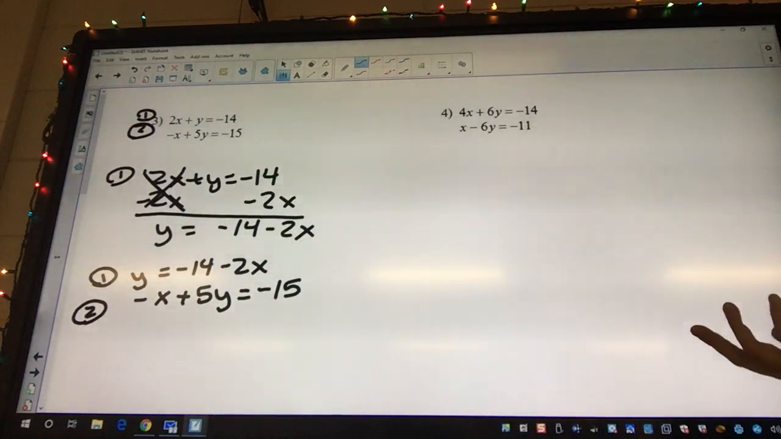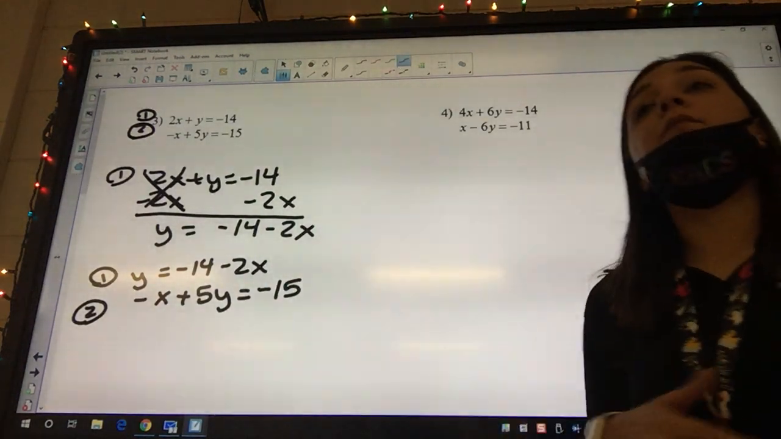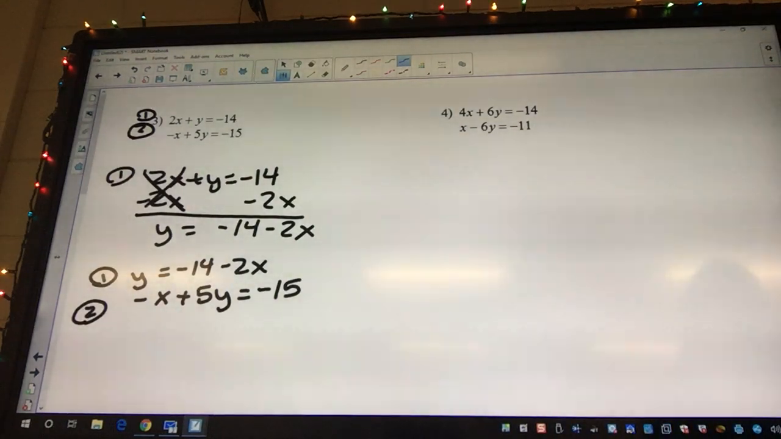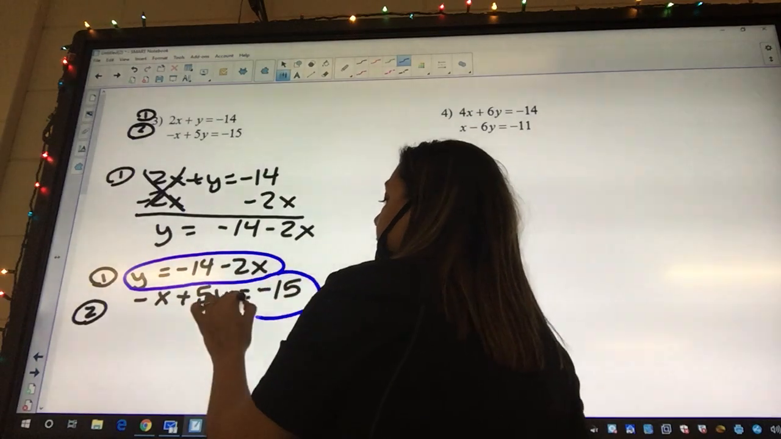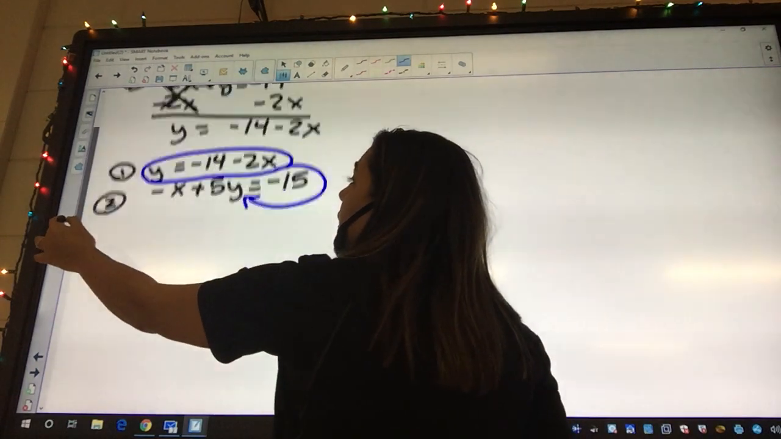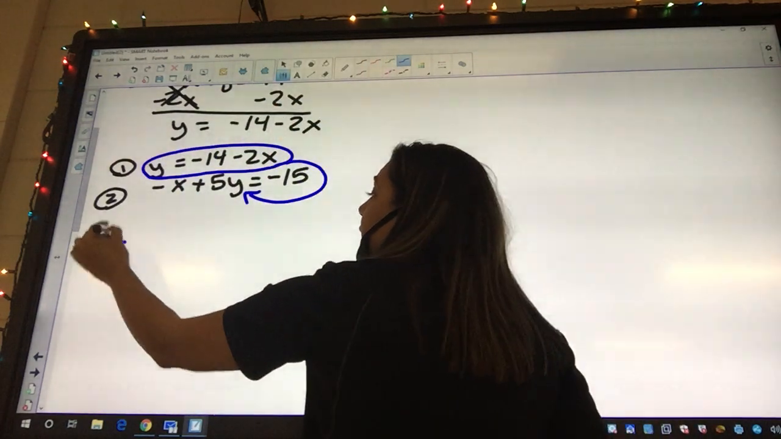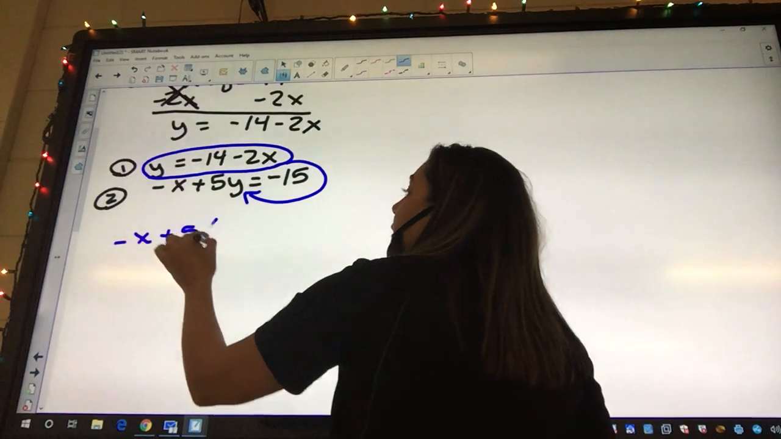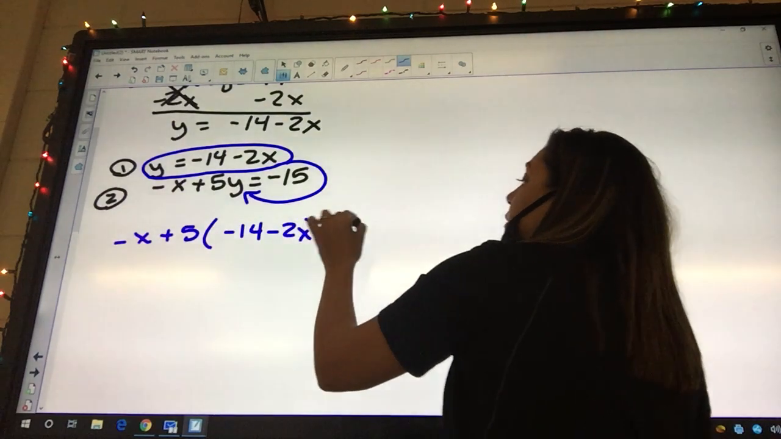Okay, and now it looks like the front page. Is one of the equations solved for y? Yeah, so what do I need to do? What do I need to do now? We did it on the front page. Oh, let's plug it in. Yeah, okay, so I'm going to circle it and plug it into the other one. Okay, so I'm really going to have negative x plus 5, and instead of y, I'm writing negative 14 minus 2x equals negative 15.